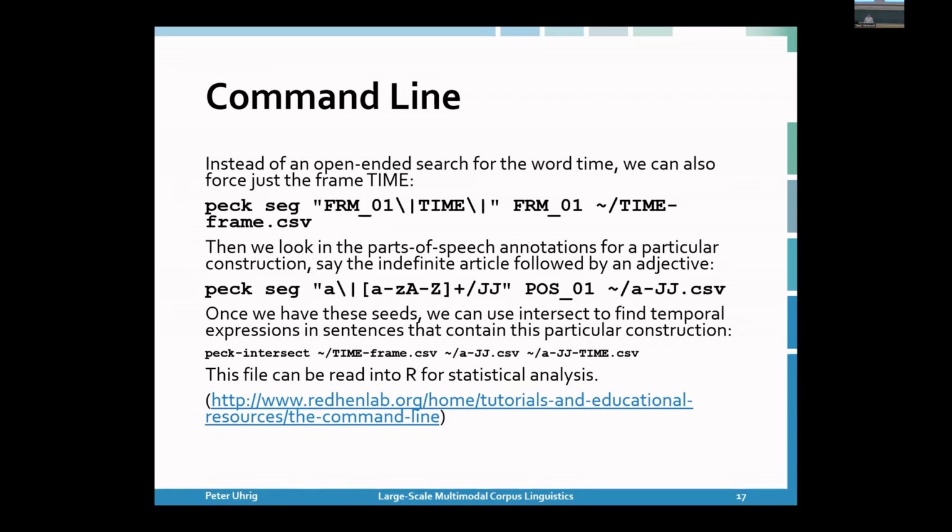Then we look at part of speech annotation and, for instance, the indefinite article followed by an adjective. That's the example that they give. And it's a bit cryptic already, but relatively easy to learn. And when you have these, you can then run an intersect command and get a CSV file out of it.